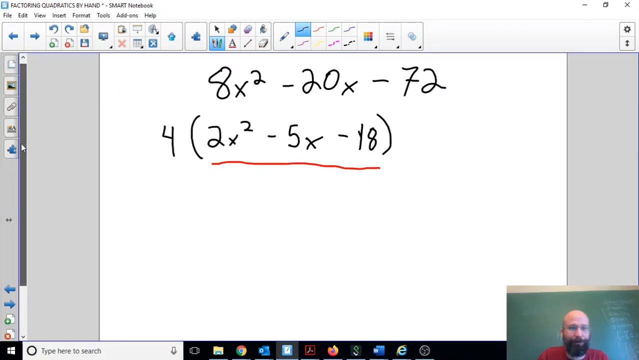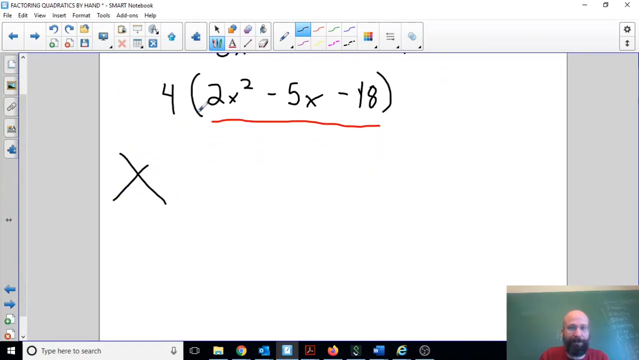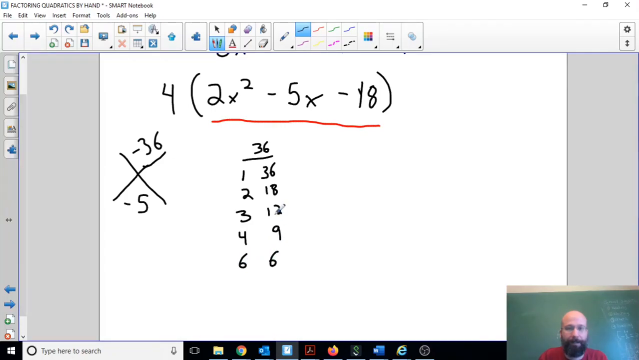So I'm going to draw the x. I'm going to multiply 2 times negative 18, which is negative 36. And then I have negative 5. So this one's harder because this number is bigger. But I'm going to find all my factors of 36. 1 times 36, 2 times 18, 3 times 12, 4 times 9, 6 times 6. So I need two numbers to multiply to negative 36 and add to negative 5.